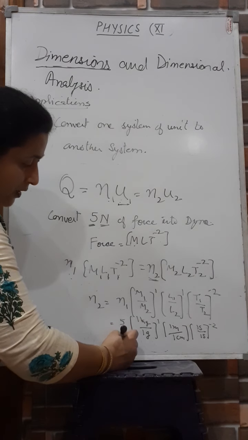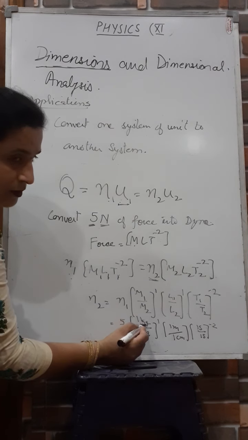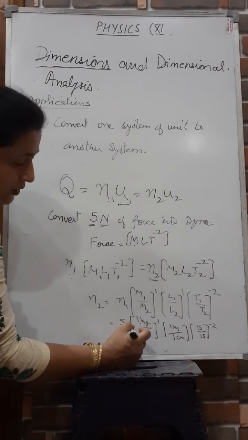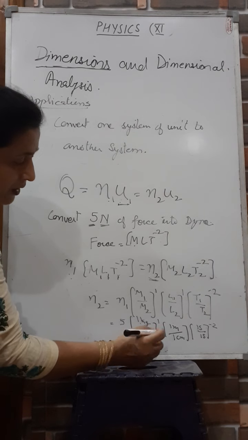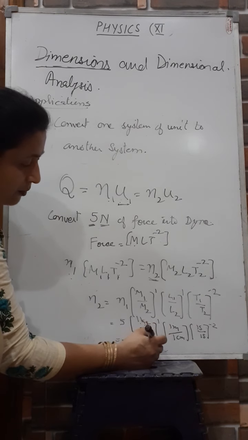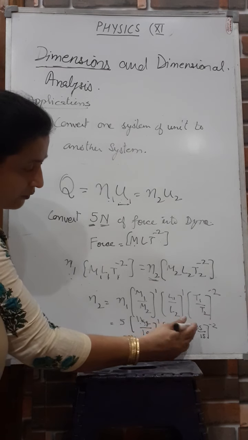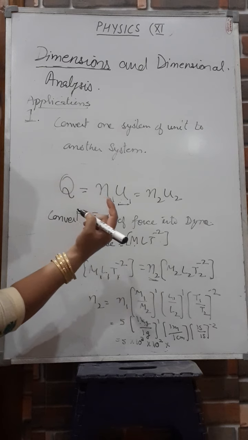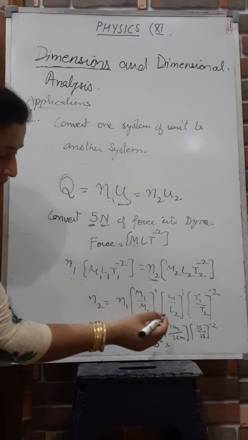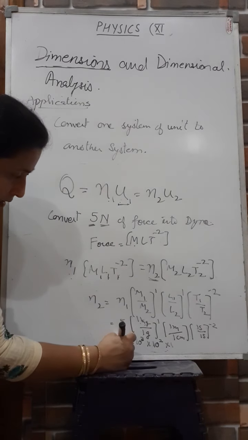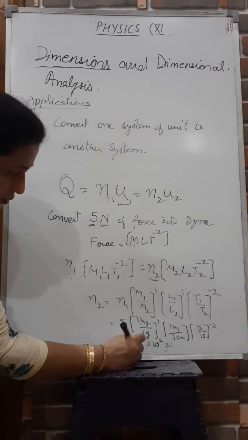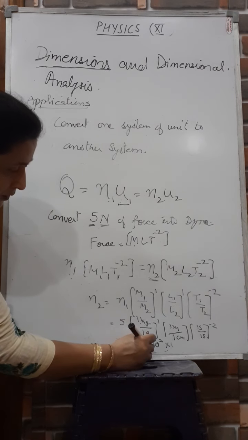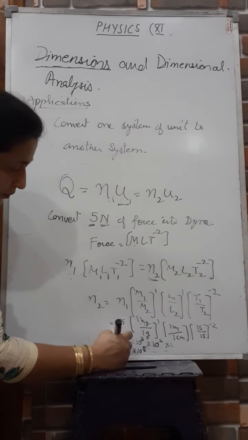So this is 5. Now 1 kg is equal to 1000 gram, so it will be 5 into 10 raised to power 3, multiplied by 1 meter is equal to 100 centimeter, so we can write 10 raised to power 2. And 1 second cancels out. 1 raised to power anything will be 1. So the value of N2 is 5 into 10 raised to power 5.